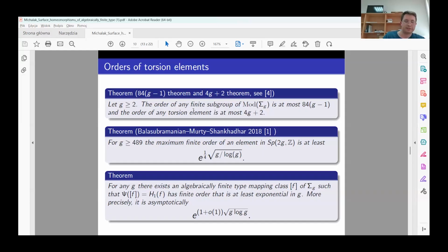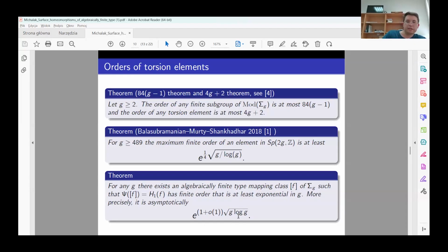Because with respect to some hyperbolic structure, such a periodic mapping class is an isometry, and this is bounded from above by 4G plus 2. So the bound is linear in G. But in our case, we cut the surface along circles, and we have some pieces onto which a mapping class is periodic, but the symplectic transformation can have bigger order. And in fact, we showed that this order is exponential in the square root of G log G.